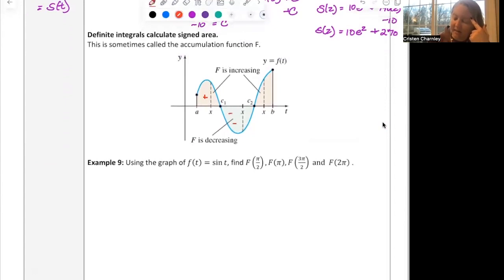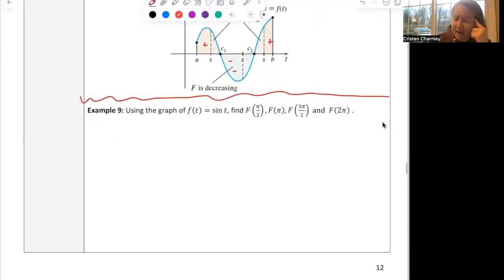This is negative area. This is positive area. So we can take into account direction when we're dealing with integrals. Use the graph of f of t equals sine of t to find those values. Now, the picture above does not relate to number 9. It is the graph of the sine of x.